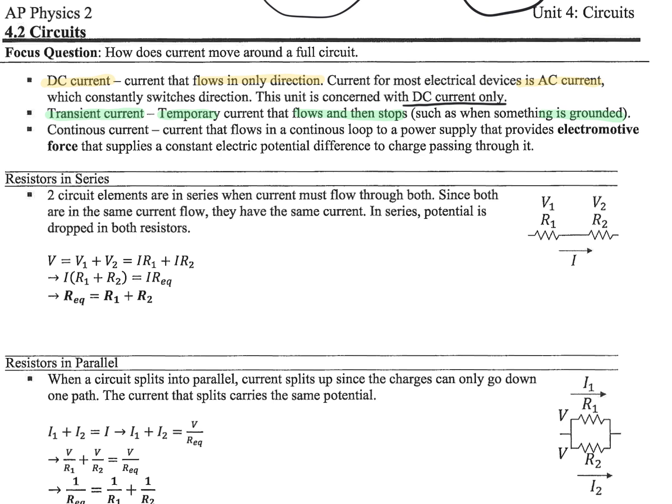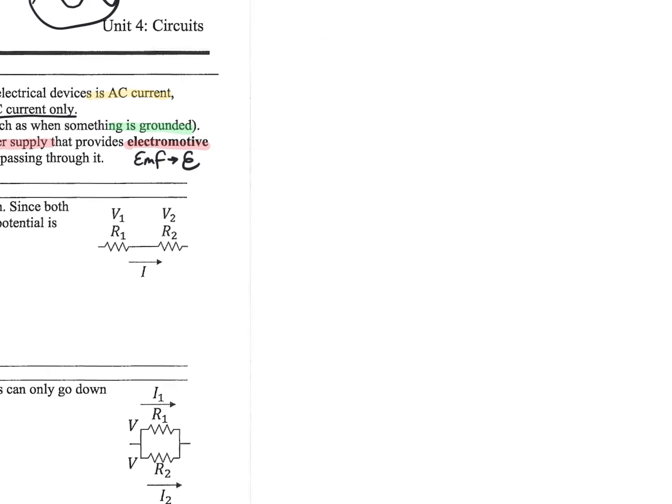And then we have continuous current. So if we look at continuous current here, it flows in a continuous loop to a power supply, which provides an electromotive force, that's EMF. For those of you who don't know, electromotive force is EMF. That's what we have this script E for, okay? It supplies a constant electrical potential difference, okay? A battery is a continuous current, okay? Make sense?